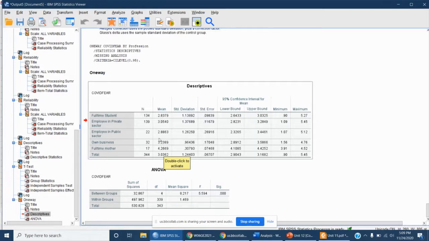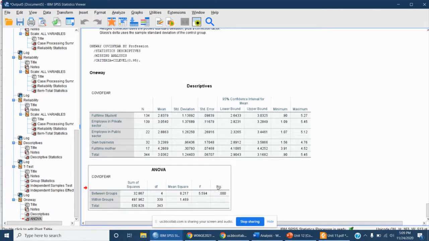See, there is 2.8 and there is 4.2. There is 3.05. There is 4.2. So the smallest mean is from students, the mean is 2.8, and the highest mean is from the full-time mothers. It is 4.26. So it shows that there is a difference in means, but whether this difference is significant or not will be explained in our ANOVA table.